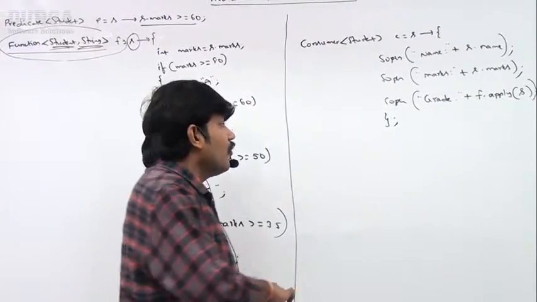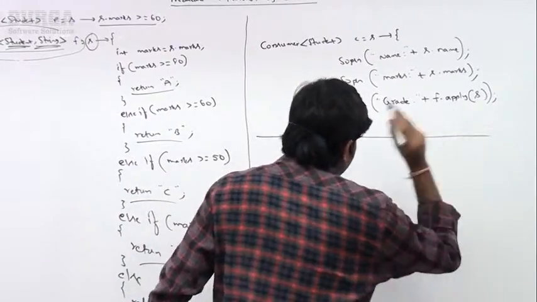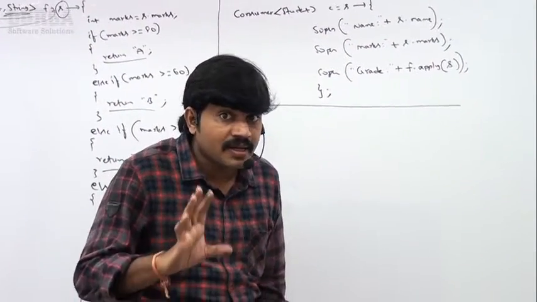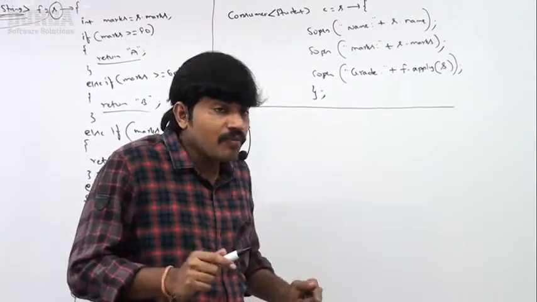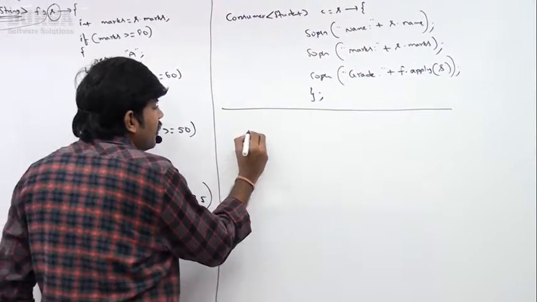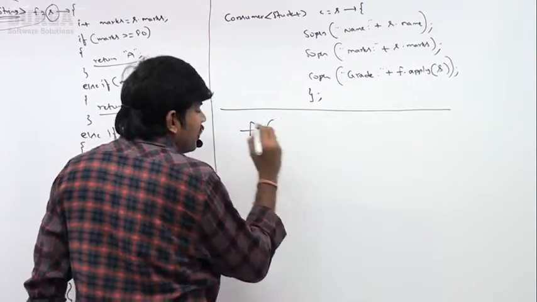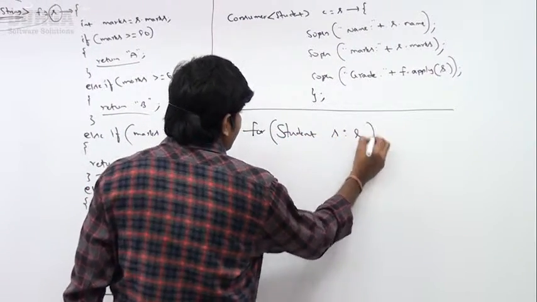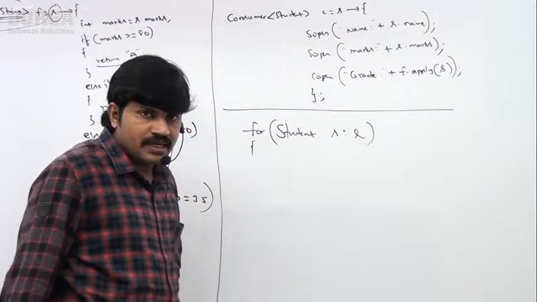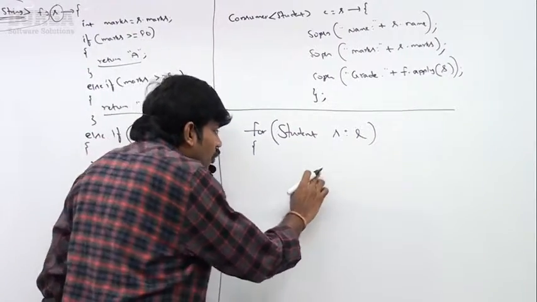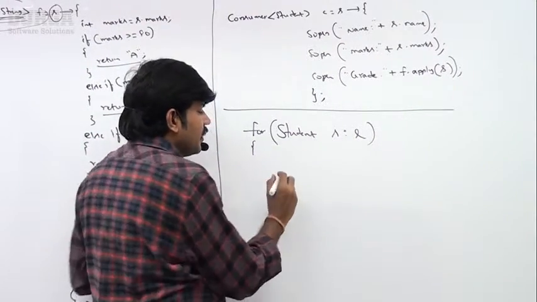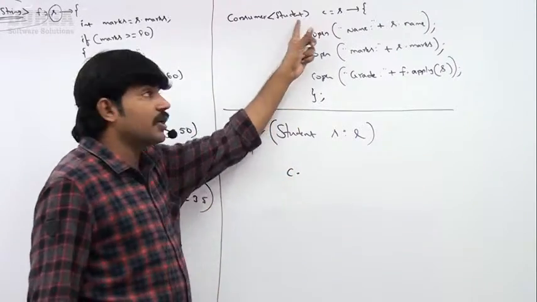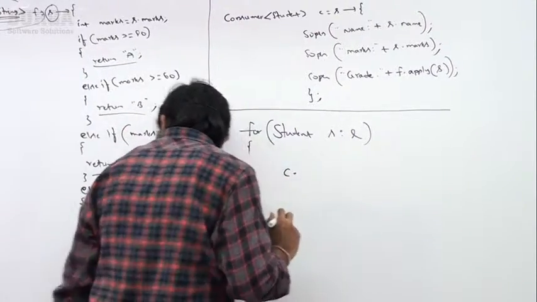Okay, now let me use these three things. My list already contains student objects. Now I want to use all of them here: for each student S in L. For each student S in L, what I have to do is just C. C means what? Consumer. Just C dot accept.